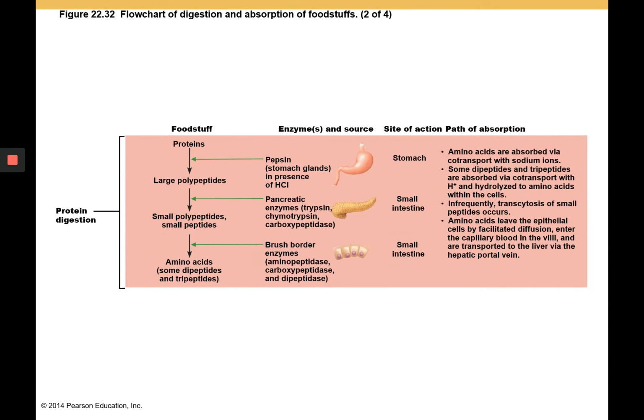The digestion of proteins begins in the stomach with pepsin and ends in the small intestine with our brush border enzymes. We're going to break down proteins to their amino acids, and amino acids are the monomer of proteins.